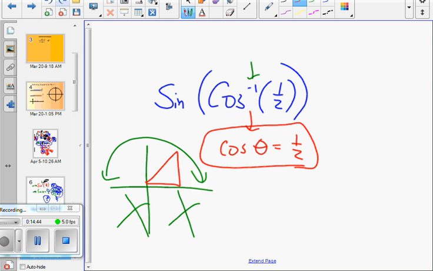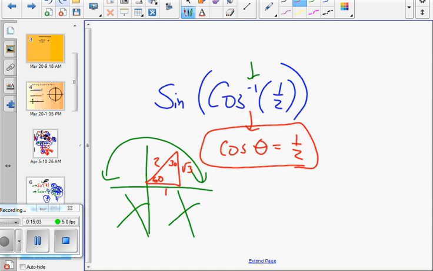And this is cosine, adjacent over hypotenuse. And that makes this a square root of 3. And that makes this a 30. And that makes this a 60. And I know the radians for that, and that's pi over 3. Pi over 3. Am I done?